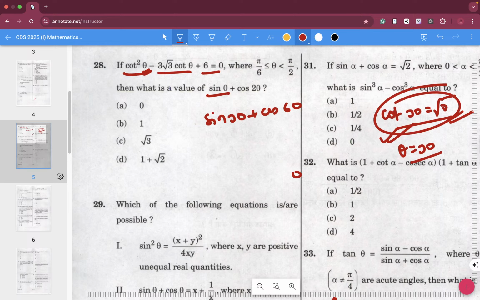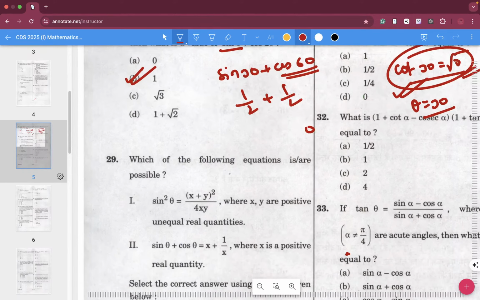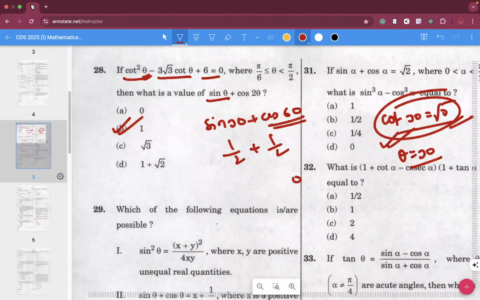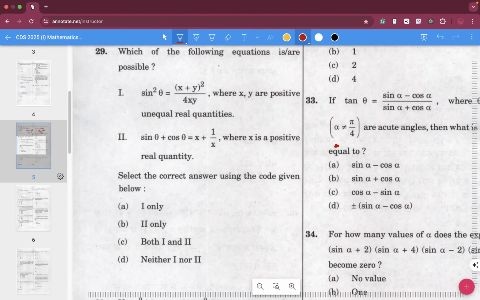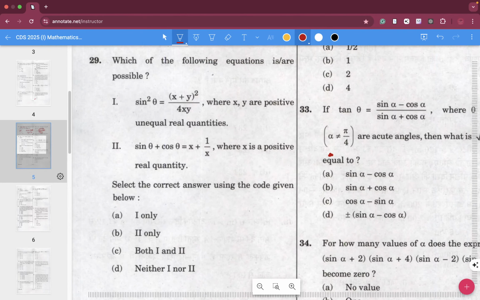Sin 30 plus cos 60 is how much? Sin 30 is 1 by 2, cos 60 is also 1 by 2, half plus half is how much? 1, folks, right? Half plus half is 1 as your answer over here. Question number 28, 1 is the answer.